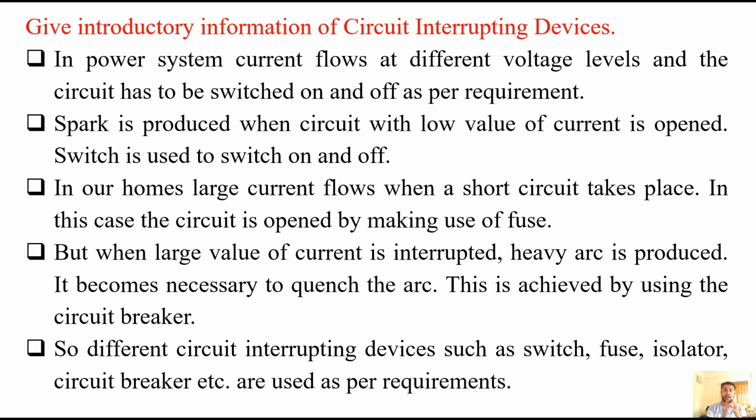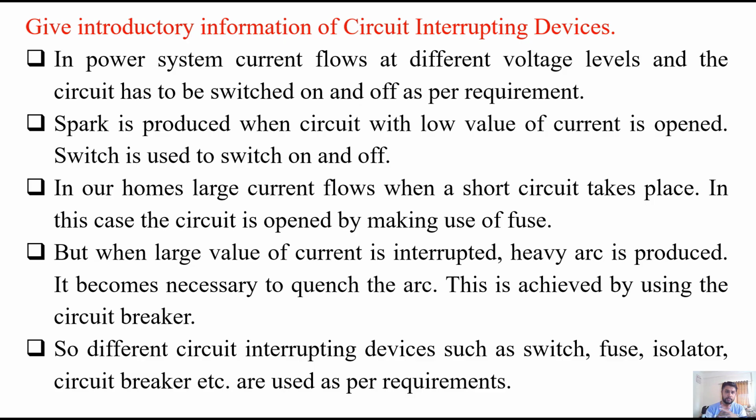Information of circuit interrupting devices. So in a power system, current flows at different voltage levels and the circuit has to be switched on and off as per the requirement. Spark is produced when a circuit with a low value of current is opened. A switch is used to switch on and switch off.